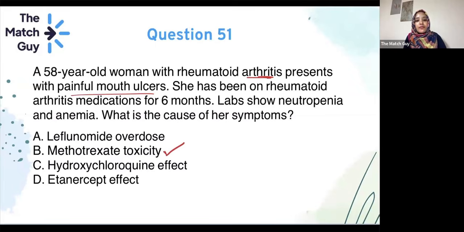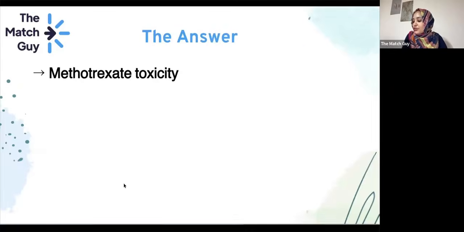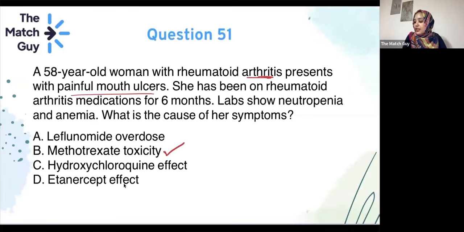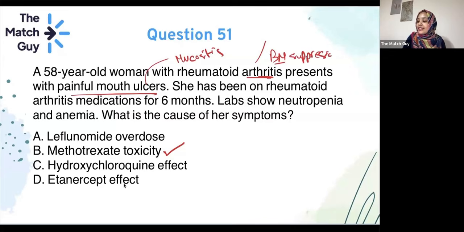What does it inhibit? Very good. It's going to inhibit dihydrofolate reductase. And one of the side effects is mucositis, which is those painful mouth ulcers, right? As well as it can cause bone marrow suppression. And someone mentioned folic acid. Nicely done. It's going to cause folic acid deficiency.